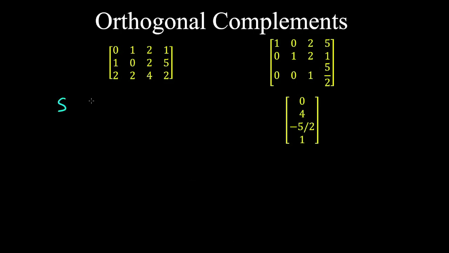If S is a subspace of the inner product space V, then the set of all vectors in V that are orthogonal to every vector in S is called the orthogonal complement of S. So we denote this as S with a perpendicular superscript. So for example, recall that we had a matrix that we reduced to row echelon form, and therefore the row vectors in this reduced form form a basis for the row space of this matrix.